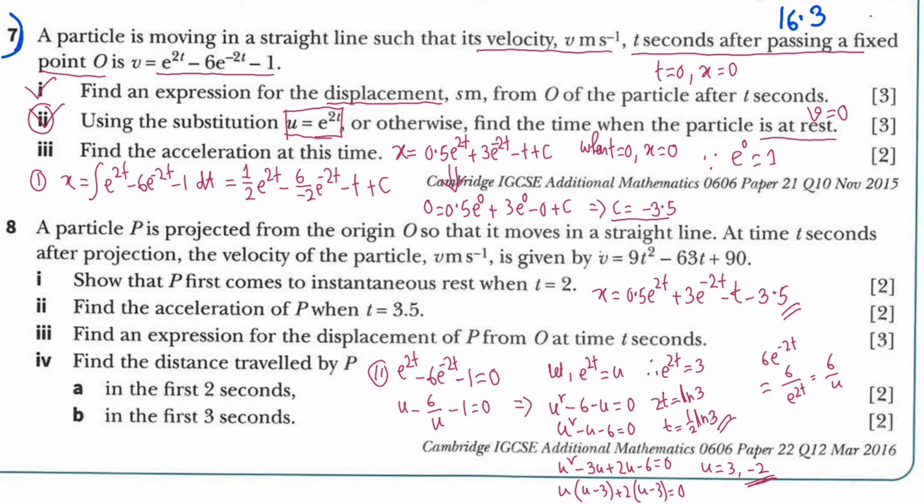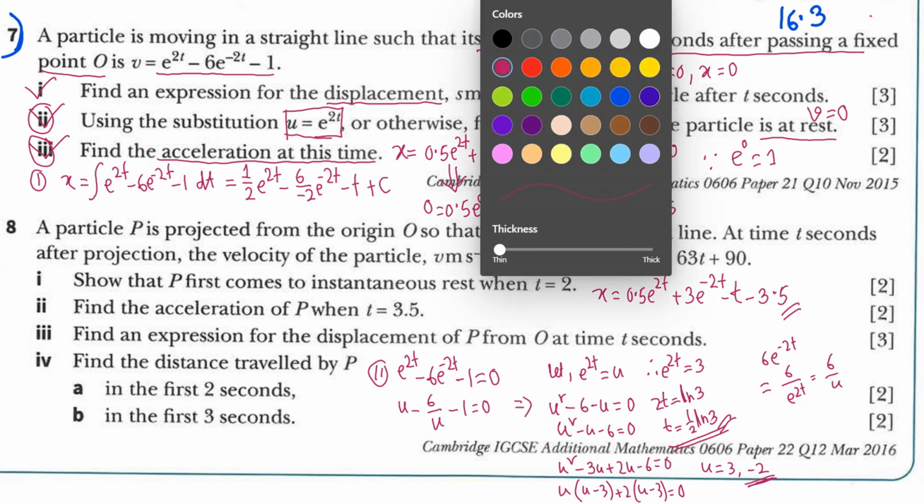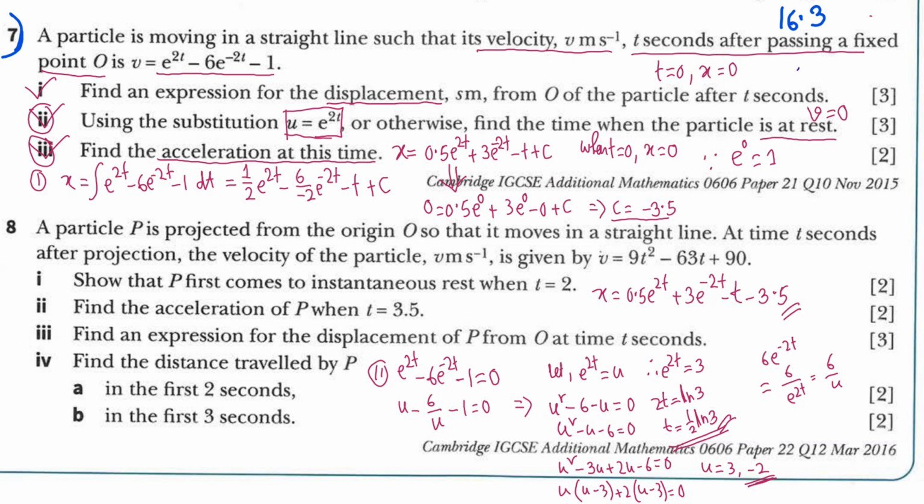Next part is the last part of this question, which is question number 3. It is written here, find the acceleration at this time. At this time means when t equals half ln 3, at that time what is the acceleration. So we have the acceleration expression? No, we have to find the acceleration expression first. So we can differentiate to get the acceleration expression.